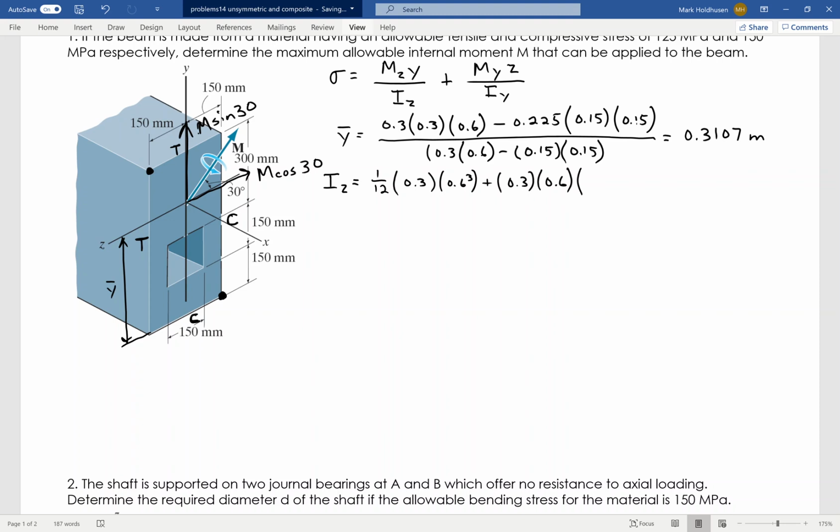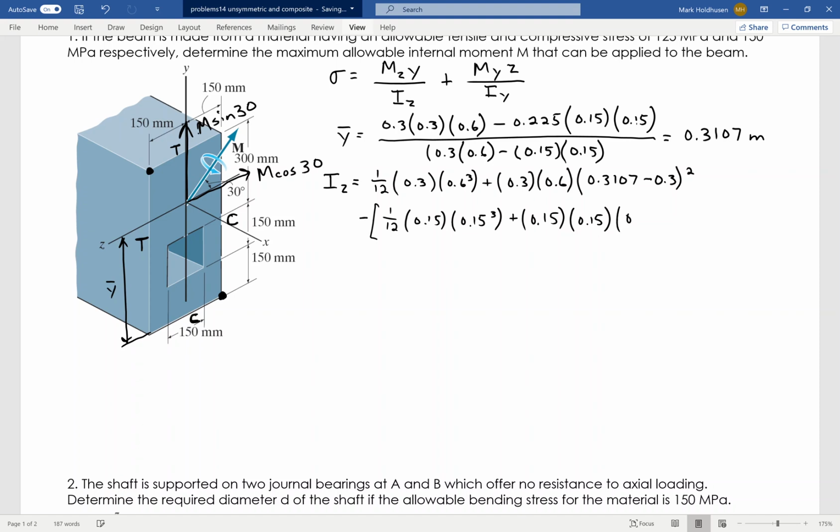The center of the neutral axis is 0.310, so I go 0.310 minus 0.3 squared. So that's the moment of inertia of the big one. And what I do is I subtract off the square, which is again 1/12 bh cubed, which will be 0.15 times 0.15 cubed, plus the area, which would be 0.15 times 0.15. That's the area of that square. And then its location is 225.